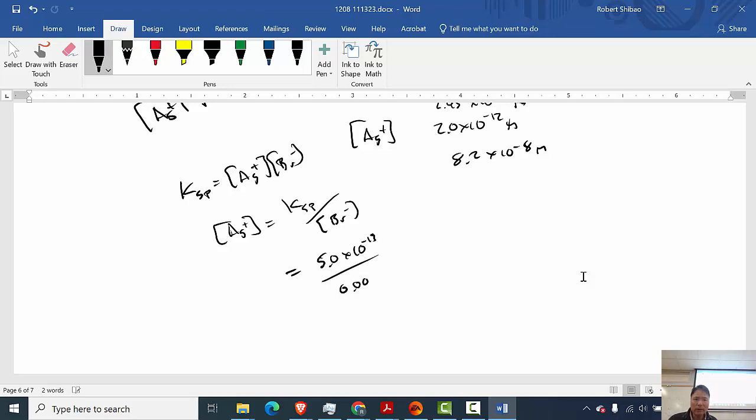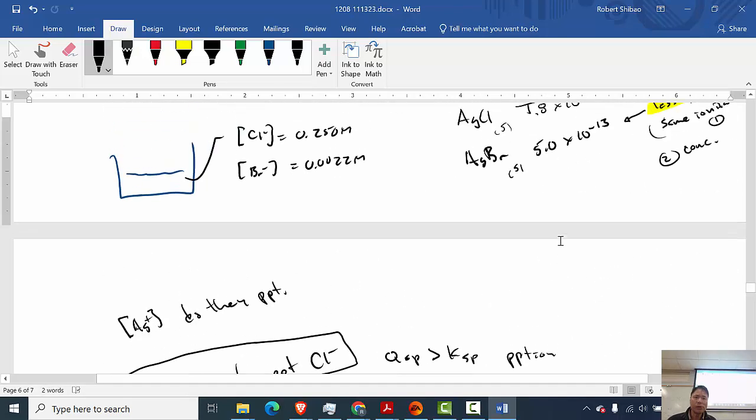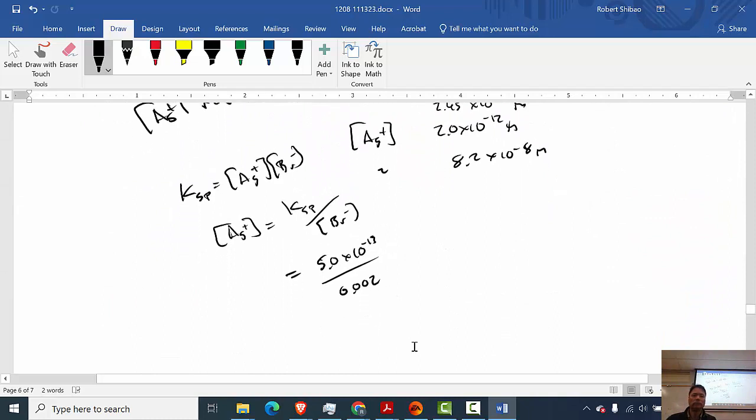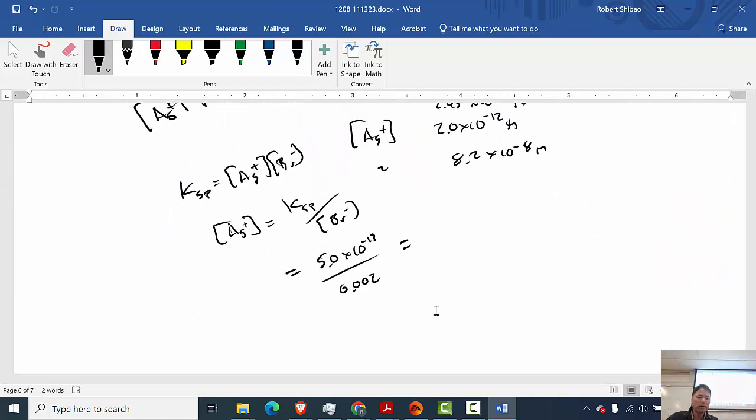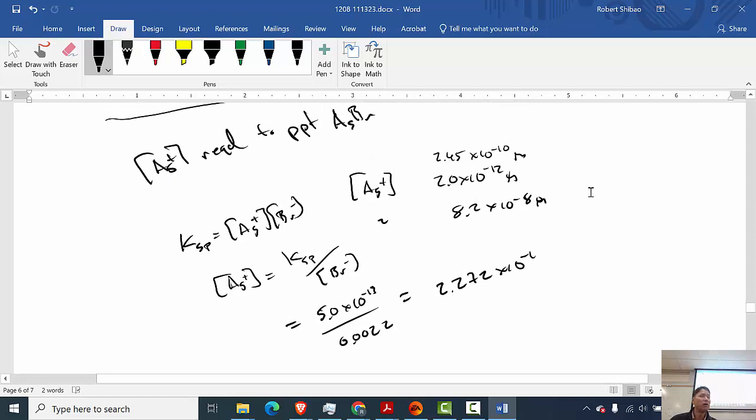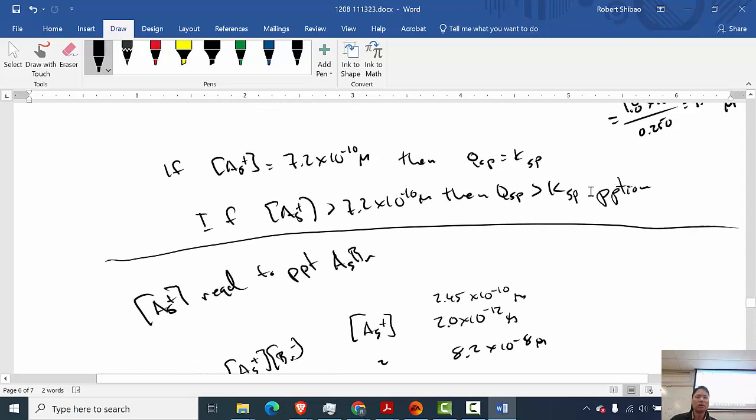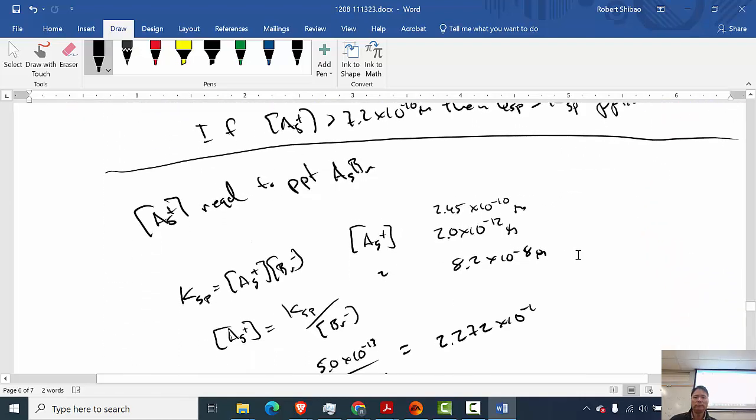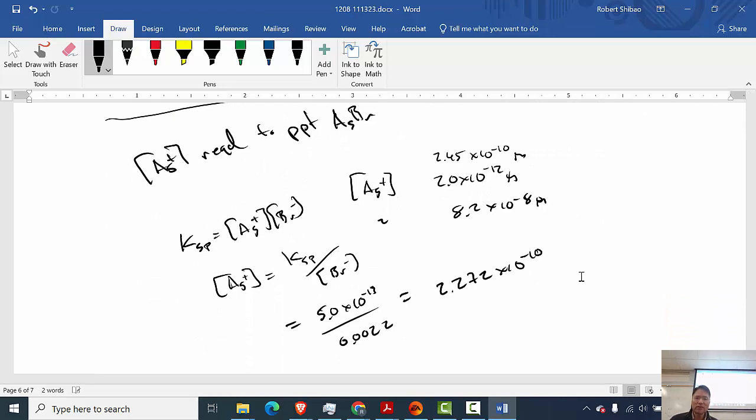But the bromide concentration is a bit lower. It was what, 0.0022? Here, for the bromide it's 0.0022 molar. And so this comes out to 5 times 10 to the negative 13 divided by 0.0022. And I got 2.272 times 10 to the negative 10. So that's 4 different ones. Wow. I used 5.4 for KSP. Oh, okay. Well, yeah, 5.0 times 10 to the negative 13. And so 2.27 times 10 to the negative 10.